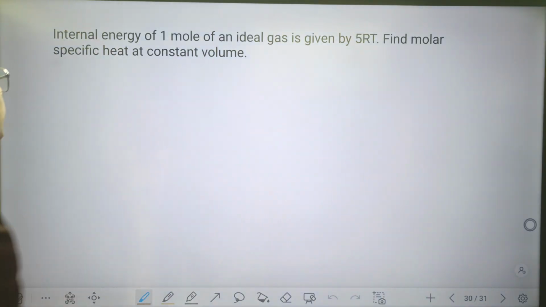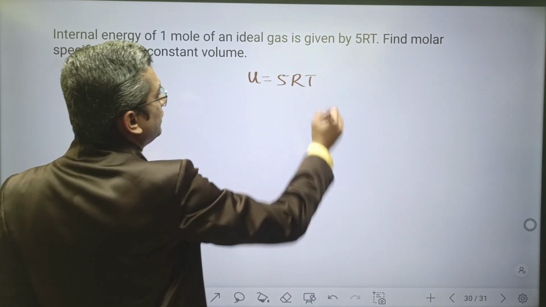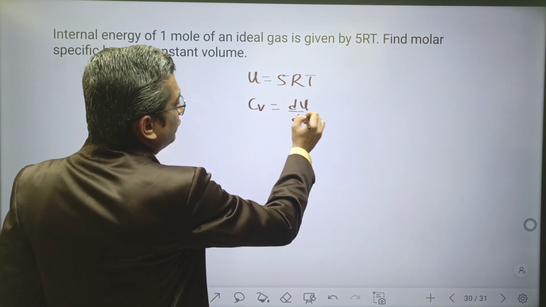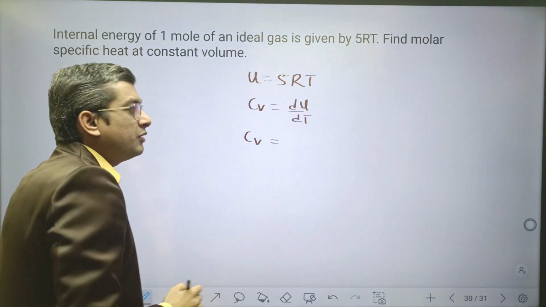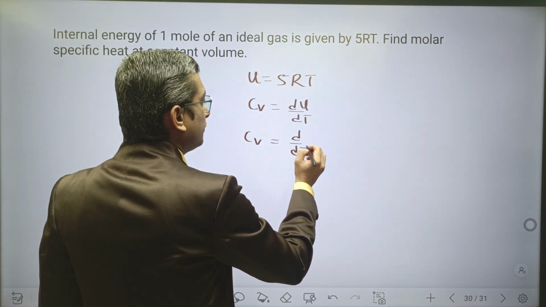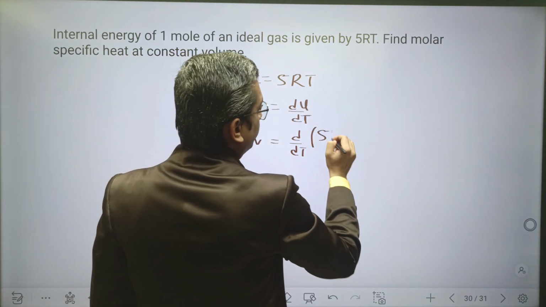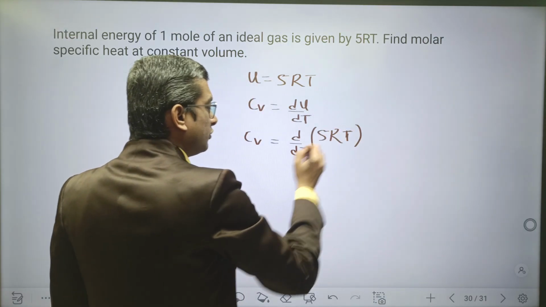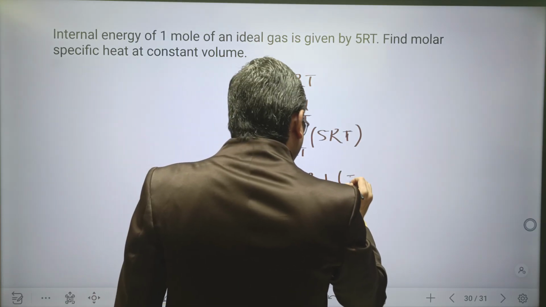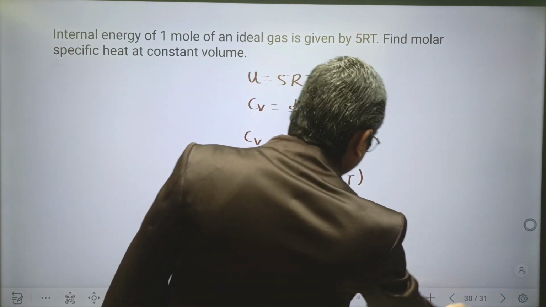Next is internal energy of 1 mole of an ideal gas. Internal energy is given by U is equal to 5RT. Find molar specific heat at constant volume. So molar specific heat is given by, dear student, 1 by n du by dt, but here 1 mole is given, so n is equal to 1. So this will be d by dt of, here T is temperature, so we have to differentiate this internal energy with respect to temperature, 5RT. So 5R, R is the universal gas constant, take it outside, and this will be d by dt of T, which is equal to 1, so CV is equal to 5R, isn't it?